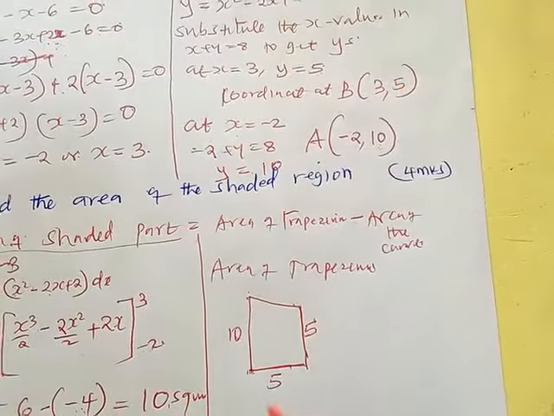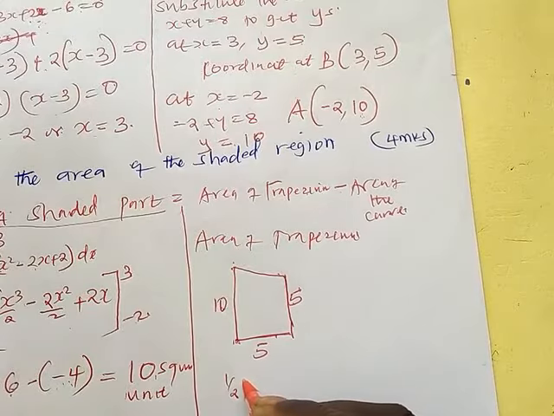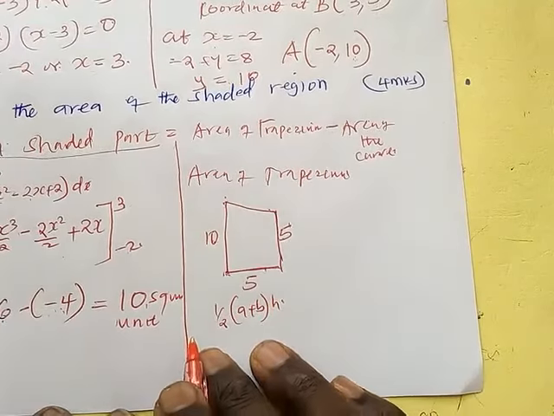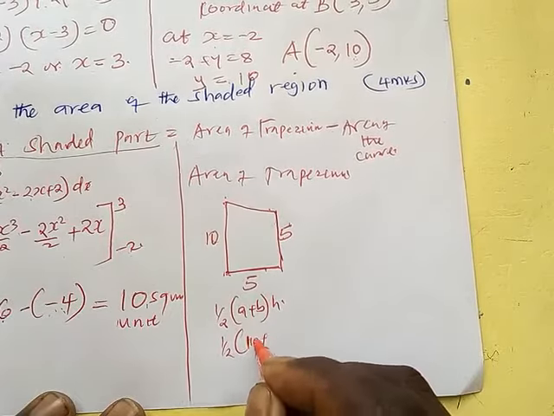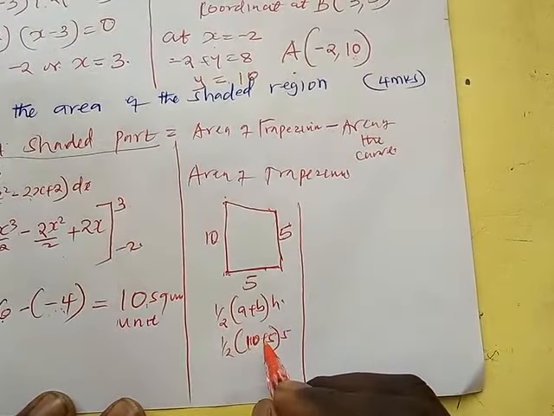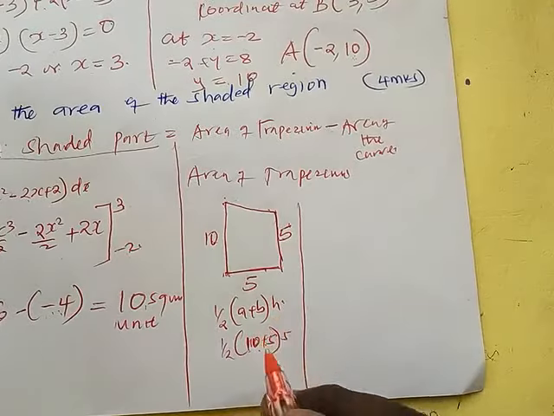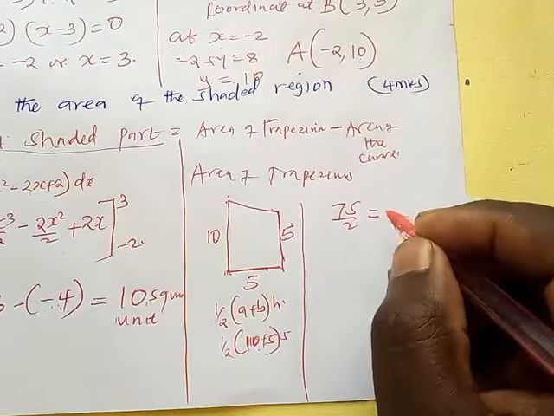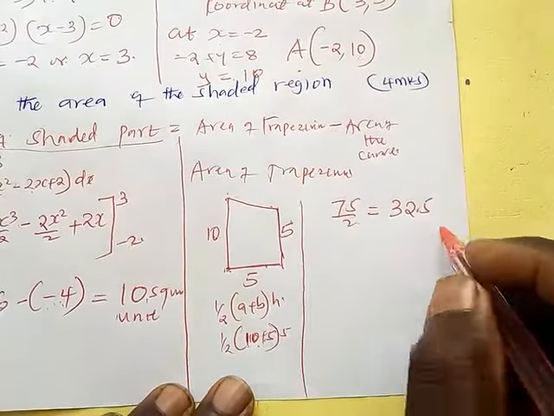Right? You know, how do you calculate the area of a trapezium? It is equal to a half into a plus b, times height. So that is it. So I have a half into 10 plus 5 times 5. This one will give us 15. 15 times 5, 75 divided by 2. That one will give us 32.5. So the area of the trapezium is 32.5.